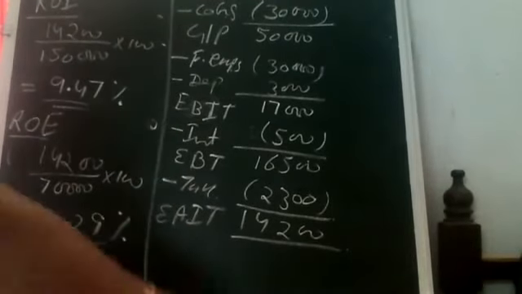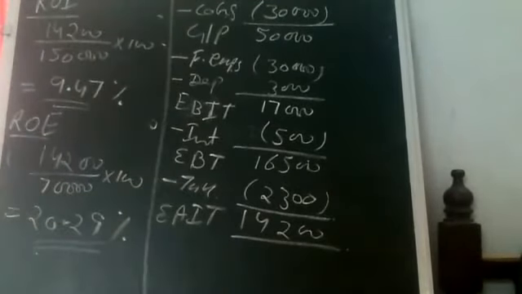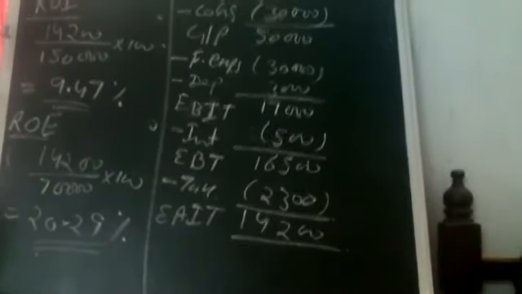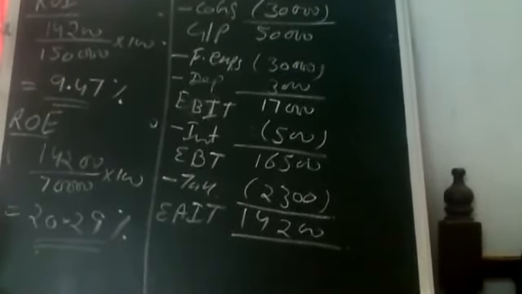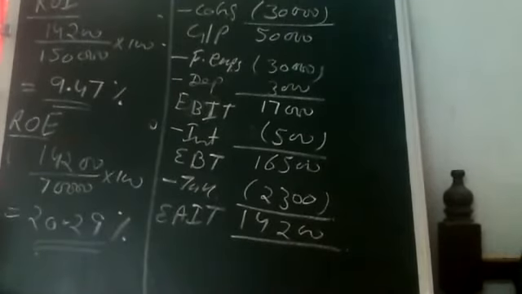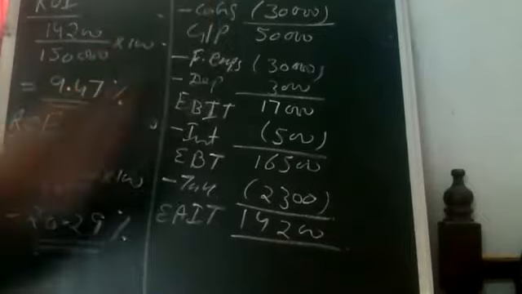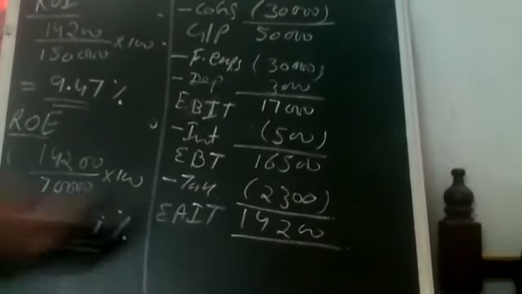These were the numericals. Now we will go for some theory. Theory part is earning before interest, dividend, depreciation and amortization. I just explained here. I hope everybody has noted down. I'll delete it from here and erase. Now we will learn about some terms.